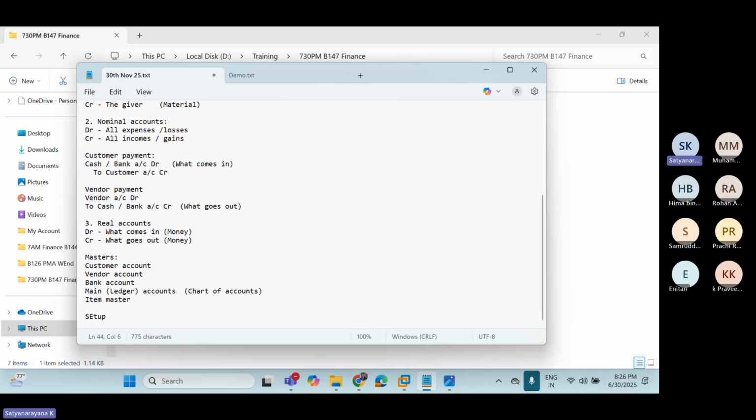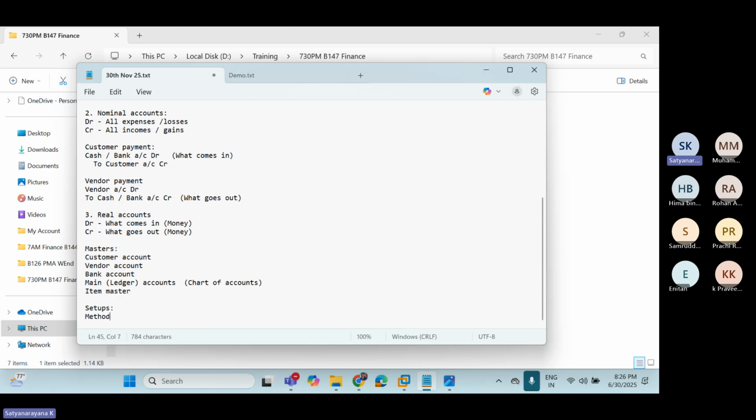Now setups. It is methods of payment. Some more are also coming soon, and we are going to understand them. So you need to understand transactions, masters, setups. Slowly you are going to learn all these things.